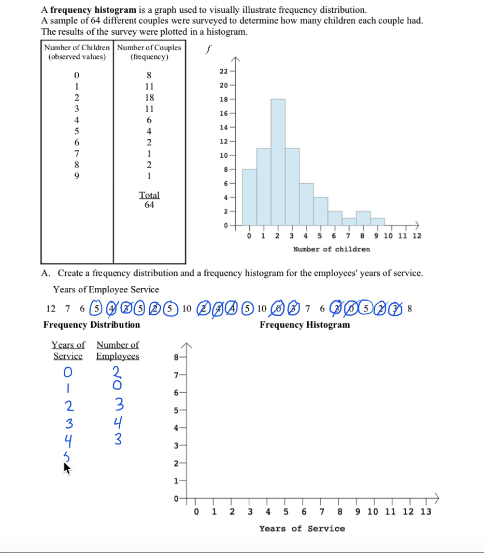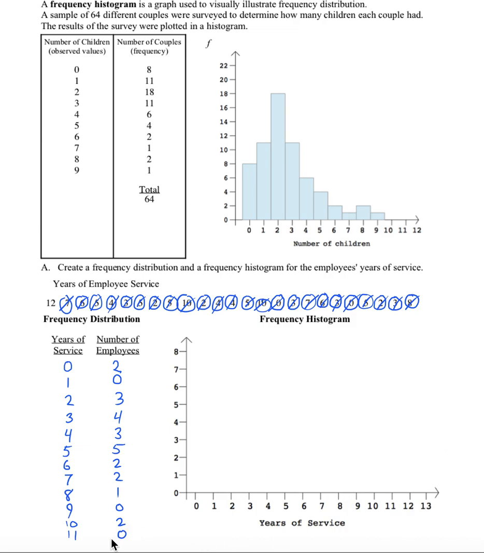I count 5 5s. Looks like there are 2 6s. Two 7s. There's an 8. No 9s. 2 10s. Zero 11s. And a single 12.